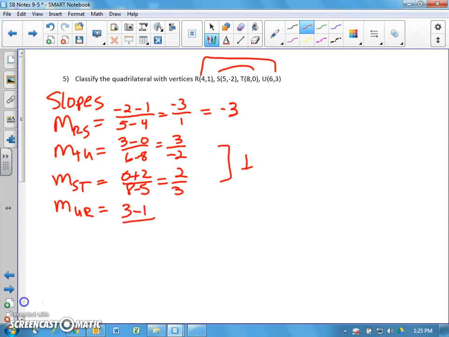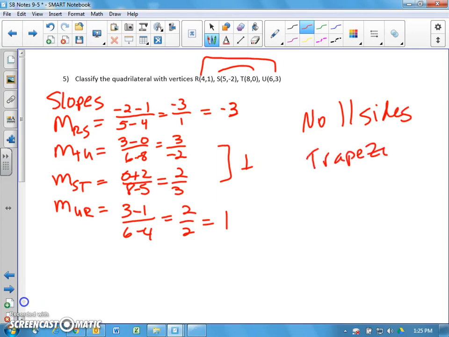So it'll be 3 minus 1 over 6 minus 4, which is 2 over 2, or 1. So remember, we're going to use those slopes to make our first determination. I have no parallel sides, which means this is some sort of trapezium.